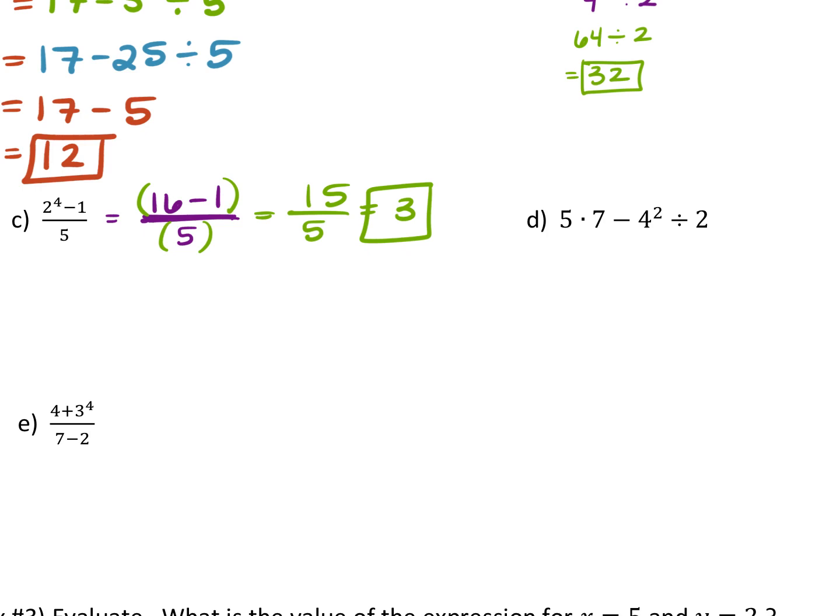Who has a number for D? Just a couple more seconds and then we'll see what we're getting. Gwen, did you get a number for D? Not yet. Joaquin, what'd you get? D, 27. Anybody else get 27? That's good.